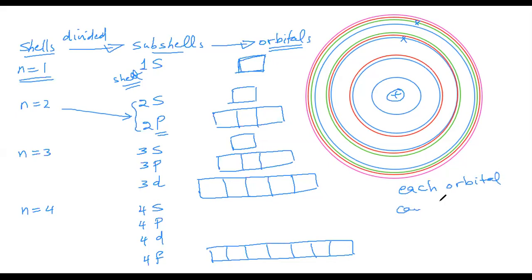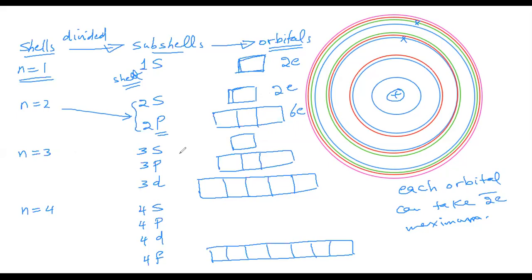Now each orbital can take 2 electrons maximum. Each orbital can take 2 electrons maximum. This means that the S orbital can take only 2 electrons. Here also, since it is only one orbital, it can take 2 electrons maximum. In the P subshell, how many electrons can it take maximum? 6. Yes, excellent, it will take 6.